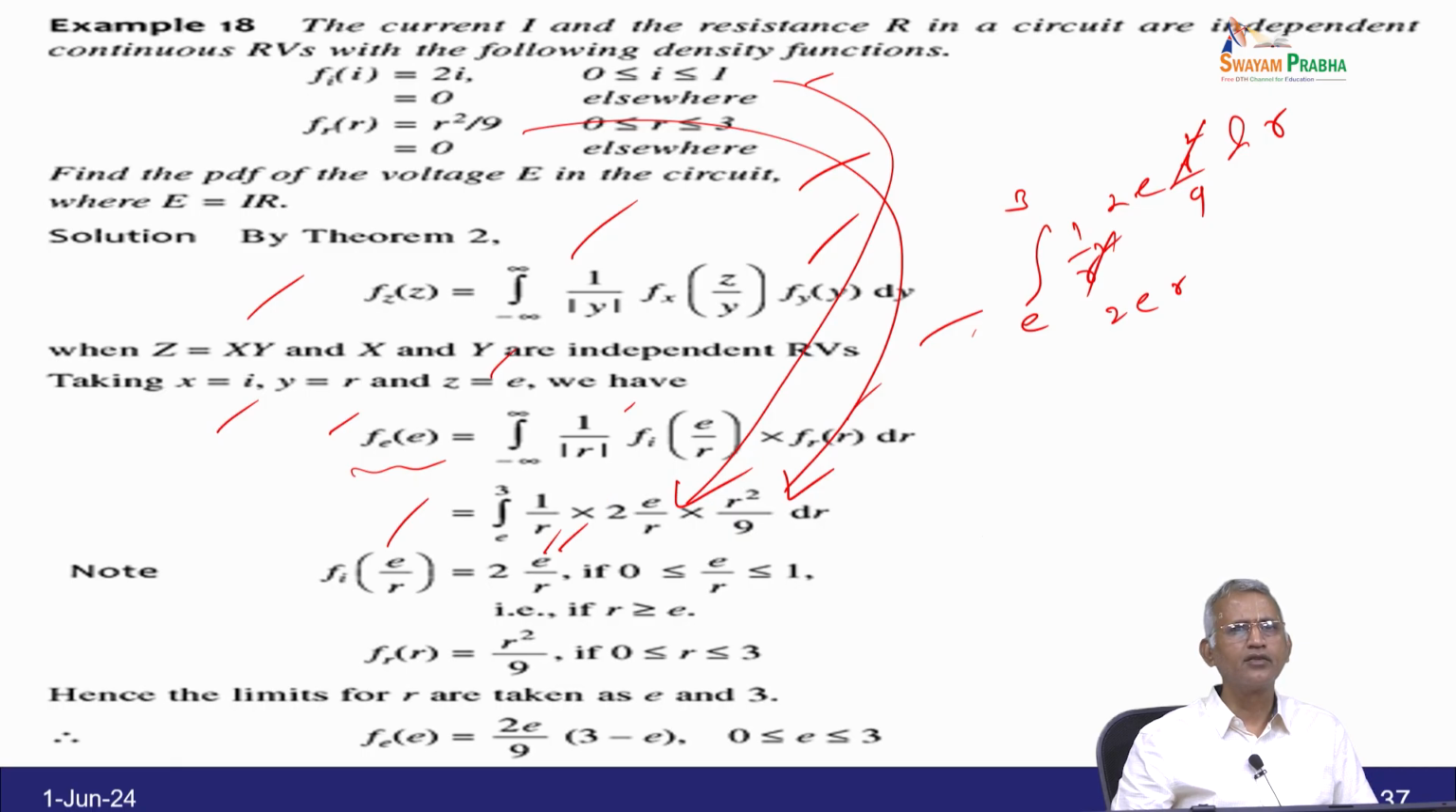If r is greater than or equal to e, the corresponding value is determined. If e equals r, then f_R(r) equals r square by 9, that is directly given. So it is satisfied here, and r ranges from 0 to 3. Hence the limit of r is taken as e and 3. Therefore, f_E(e) equals 2e by 9 into (3 minus e), where e lies between 0 to 3.